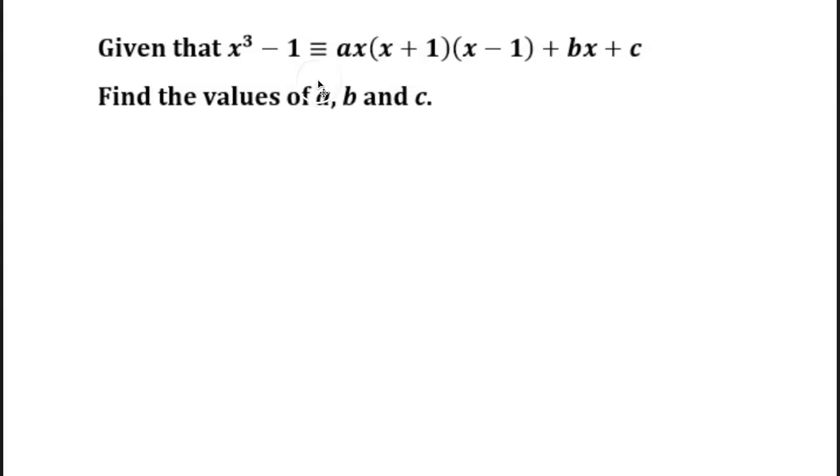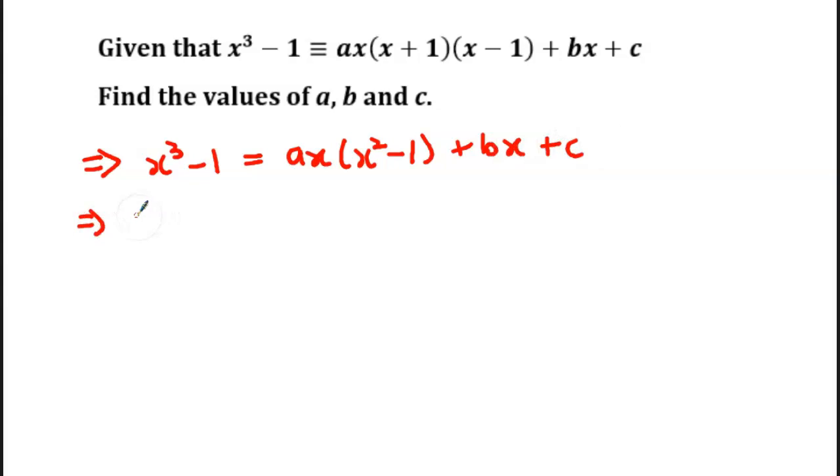Now there are two ways of solving it. So in this example, I'm going to use expanding the expressions on both sides and comparing coefficients. So let's expand the right hand side. So this implies that x cubed minus 1 is equal to ax. Now x plus 1 times x minus 1, this is difference of two squares. So you square the first term minus the second term. So x squared minus 1, plus bx plus c.